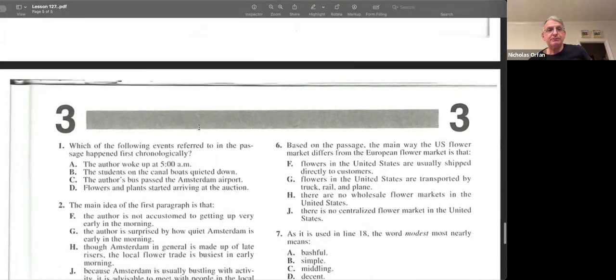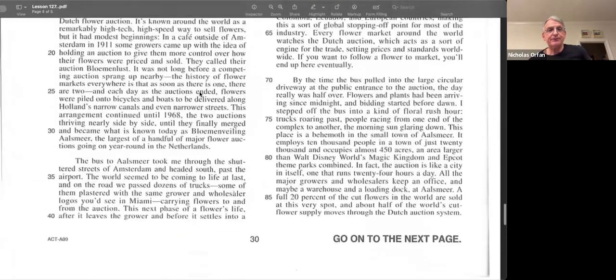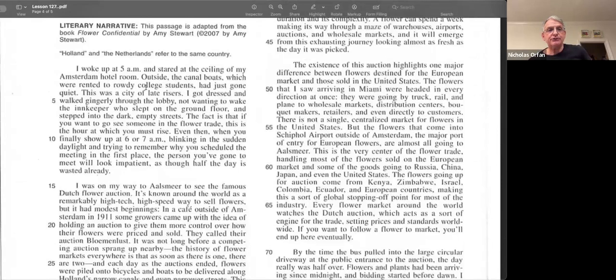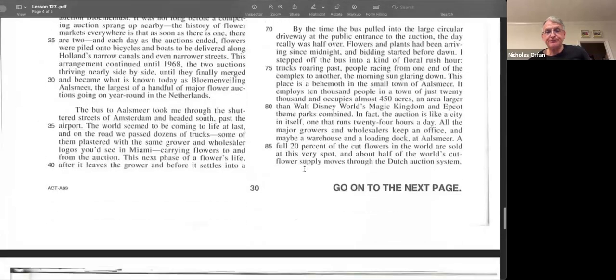Okay, if you go back to the paragraph, the first paragraph, she talks about late risers. Outside, the canal boats are done, everything's quiet. It's a city of late risers. I got dressed and I got really quiet because the innkeeper's sleeping. He's a late riser. And the flower trade is the only thing which is early. So the contrast between late risers and the early flower market is really what's emphasized there.